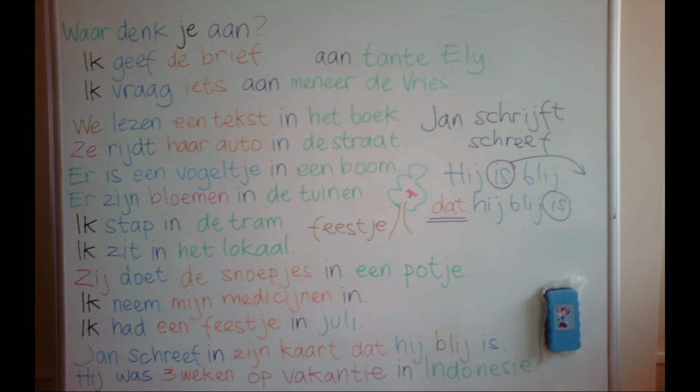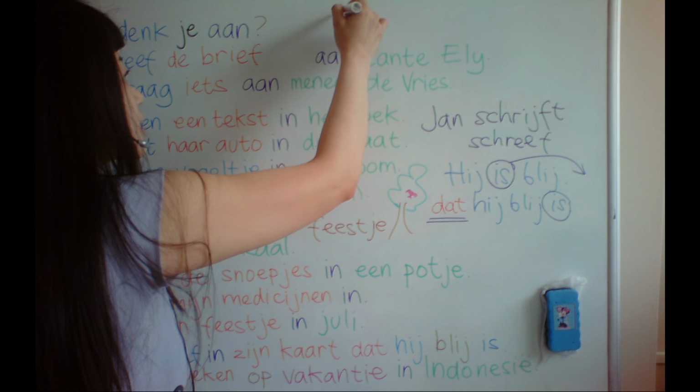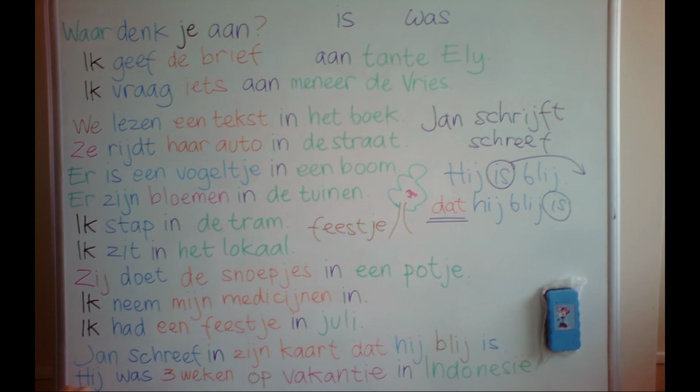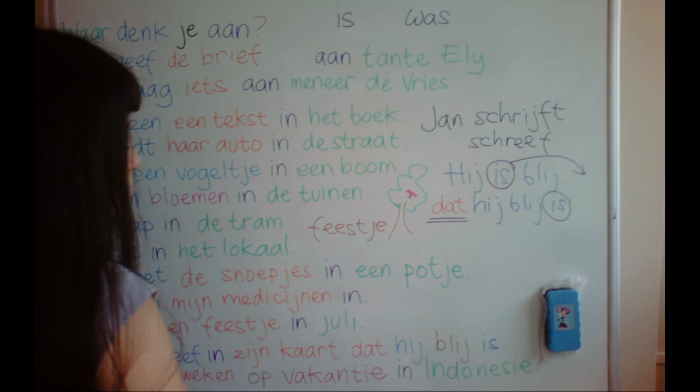And the last one, hij was. If now is, the previous is was. Hij was 3 weken op vakantie in Indonesië. So it means it's already past. It's not in the present time, it's already past. Hij was 3 weken, 3 weeks, op vakantie, on vacation, in Indonesia.